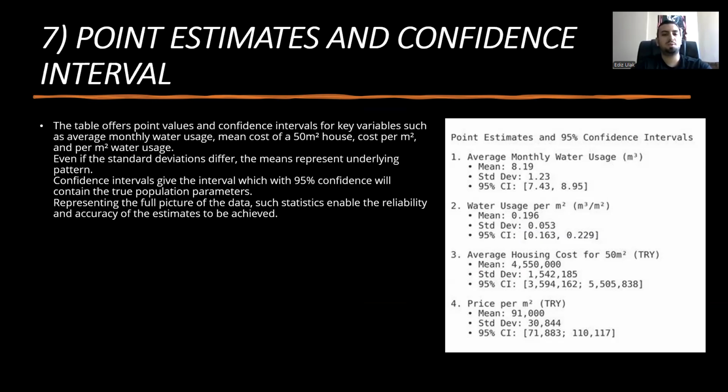Let's continue with point estimates and confidence interval. The table provides point estimates and 95% confidence intervals for variables. Even with differing standard deviations, means show underlying trends. Confidence intervals indicate where true values likely fall. These stats improve estimate reliability and accuracy.